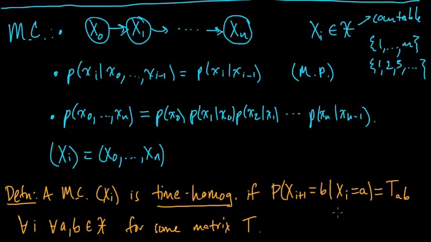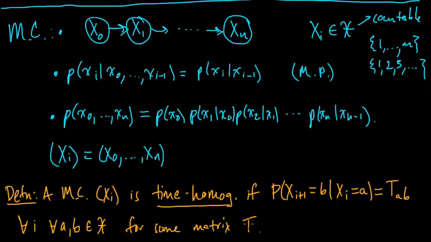The important part here, the reason why it's called time homogeneous, is that these conditional probabilities, these transition probabilities as we call them, do not depend on time. They do not depend on i. Usually when we have a Markov chain, we think about i, the index, as time, sort of running forward in time.